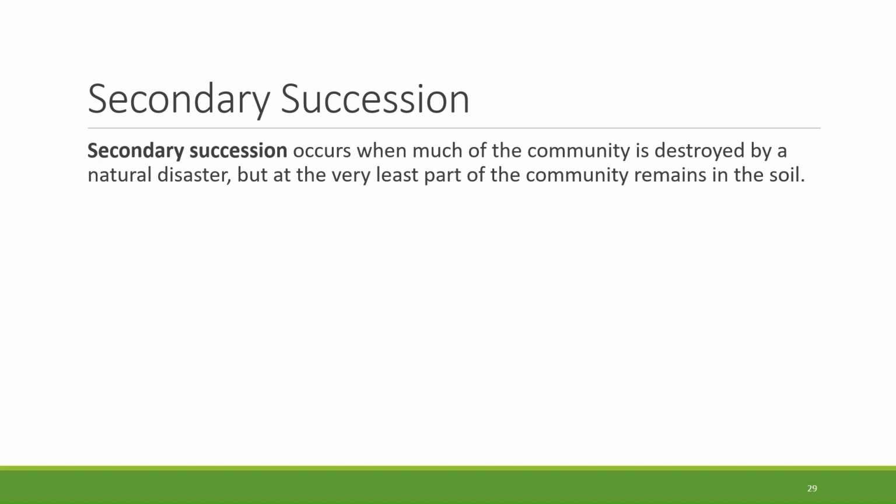And while it may not seem like keeping this part of the community intact makes a huge difference, it really does. Because in secondary succession, the ecosystem doesn't have to start completely from scratch. So instead of barren rock, there's some life already there to facilitate the bouncing back of the ecosystem. So because of this, secondary succession happens much more quickly than primary succession. It can still take 150 plus years, but primary succession can take many hundreds of years.